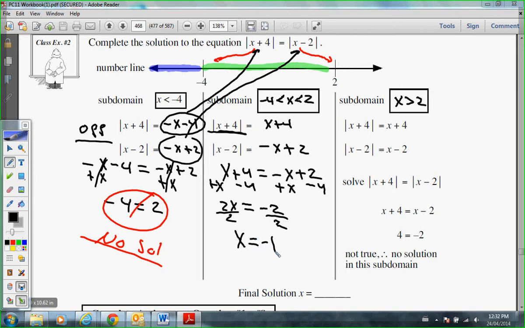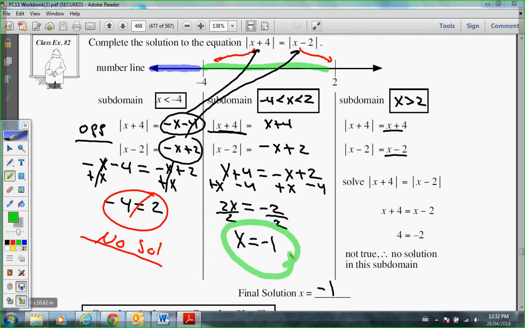Okay, on the right side they already did for us. I had the same issue on the left side. Again, the x's canceled. They got 4 equals negative 2, so they got no solution on the right side. Okay, and again they used positive, positive, because it's to the right. Okay, so we only have one possible answer, and it's negative 1. So we're just going to make sure that's in our domain. Is negative 1 between 2 and negative 4? Yes, so that is our only answer, negative 1.